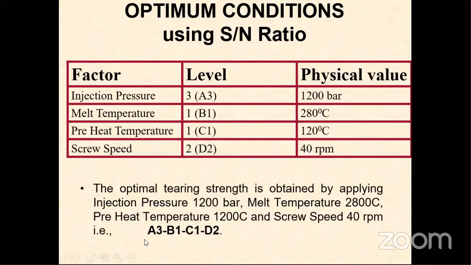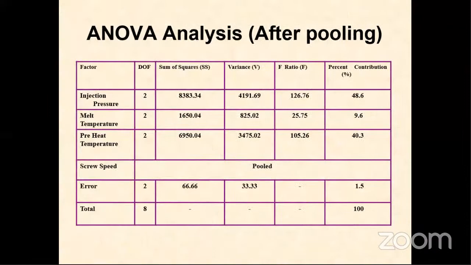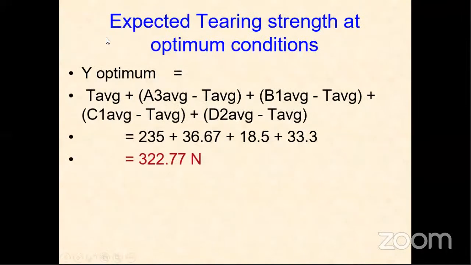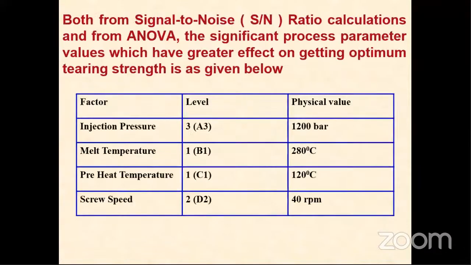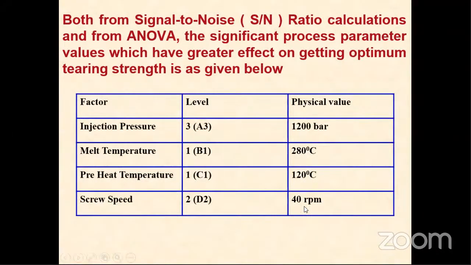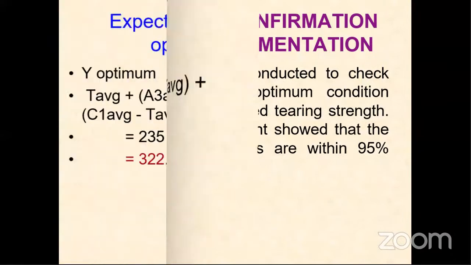So now I have to create components with this; that is the confirmation test. I have to create 3 to 4 components with this combination and then test them to find out whether it gives good results or not. This is why it is optimum. I have conducted the test and found out the maximum strength. So hereafter, I can assure that if you conduct at 280 degree centigrade, 1200 bar, 120 degree centigrade, 40 RPM, you will get this particular strength.